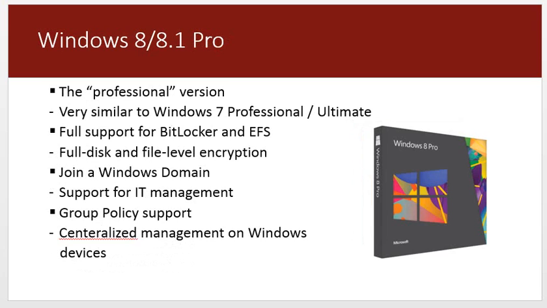Windows 8 or 8.1 Pro was actually the professional version of Windows 8, which was really similar to Windows 7 Professional and Ultimate. It had full support for BitLocker and EFS, the Encrypted File System. It also had full disk and file level encryption. It also had the ability to join a Windows domain. It also had support for IT management and group policy, which provides centralized management on Windows devices.